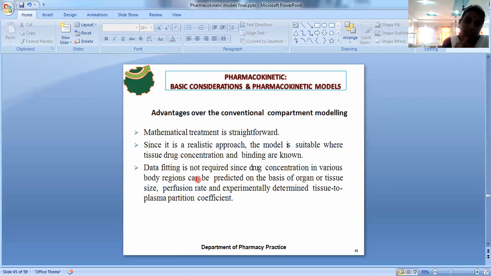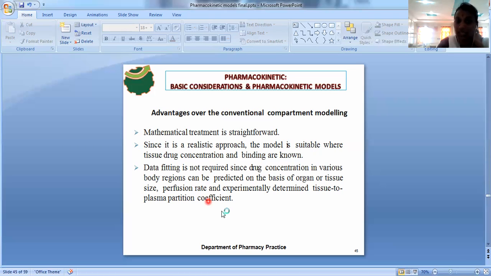Data fitting has to be done. You need to take whether the linear curve, everything you need to consider. But here, data fitting is not required, since the drug concentration in the various body regions can be predicted on the basis of the organ or the tissue size, perfusion size, and experimentally determined tissue to plasma coefficient.